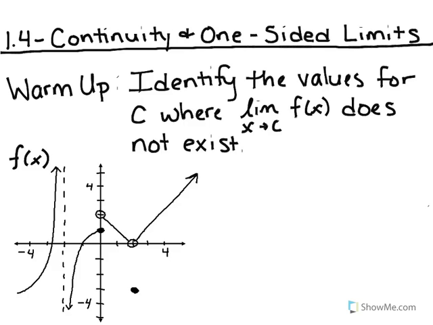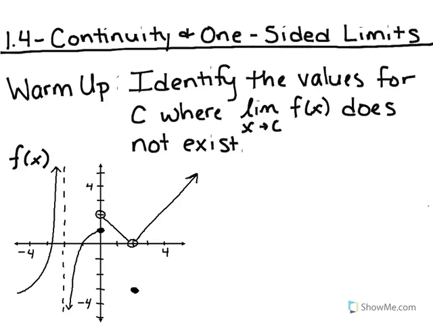In this video, we're going to start section 1.4, which is on continuity and one-sided limits. So let's begin with a warm-up. Look at the piecewise function graph below. Identify the values for c where the limit does not exist. Now this should be fairly comfortable for us at this point. How many different values can you find for x where the limit does not exist?